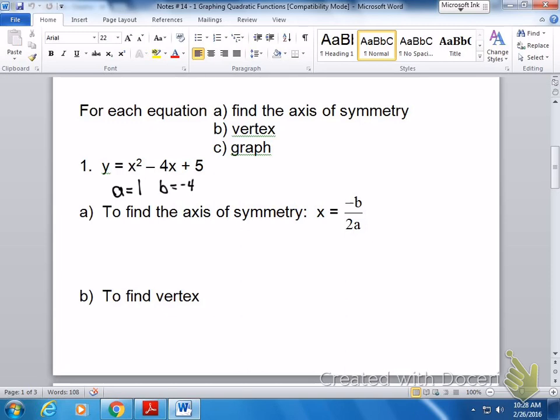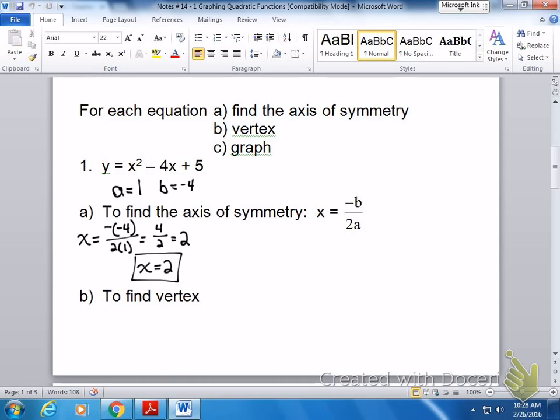Now all you have to do is plug that in. So I have x equals negative times my b value, negative 4, divided by 2 times a, which is 1. Make sure and put your parentheses there because it might mess you up. A negative times negative 4 is positive 4. 2 times 1 is 2. And 4 divided by 2 is 2. Now the axis of symmetry, since it is a line, you can't just write 2. You need to say x equals 2. That shows that it's a vertical line going through x equals 2.